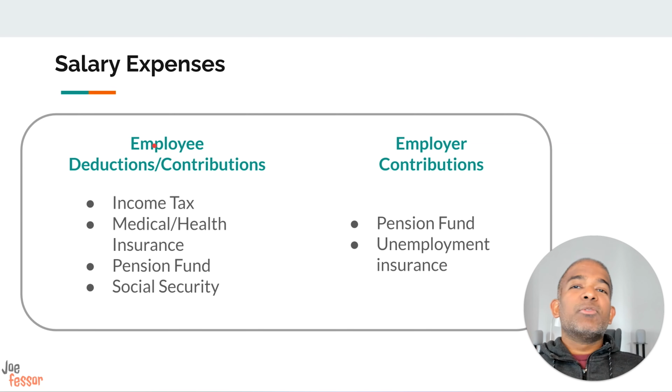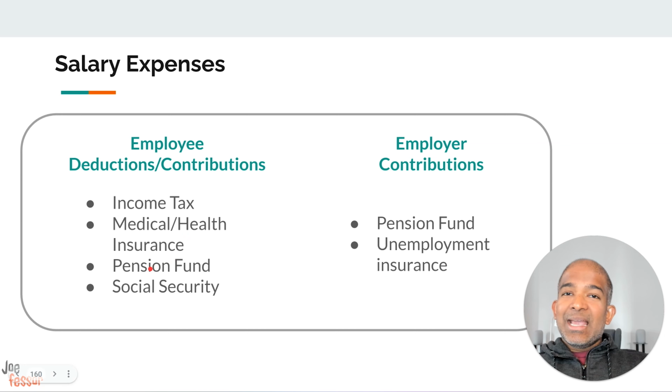Let's break down some of the most typical components we find within employee contributions and employer contributions related to salaries. Employee deductions and contributions include, for example, income tax. Almost everywhere, income tax is withheld directly from an employee's paycheck as a prepayment of their annual tax obligation. Next, medical or health insurance. If the company provides health insurance, employees usually share part of the premium cost through payroll deductions.